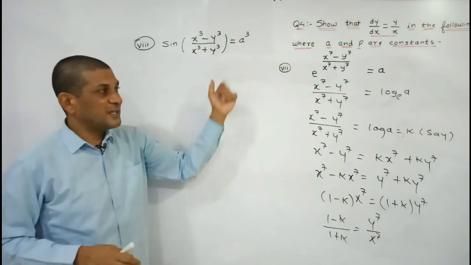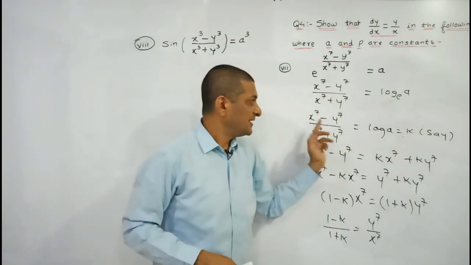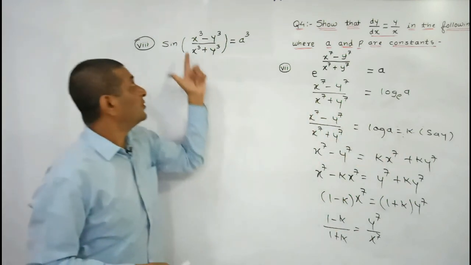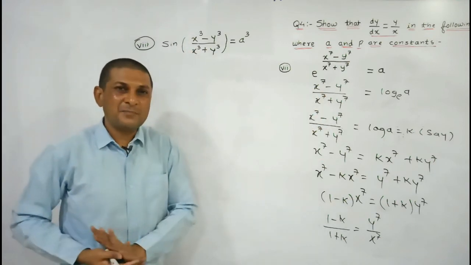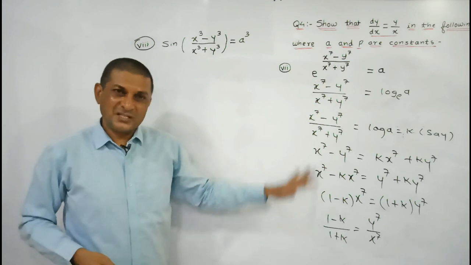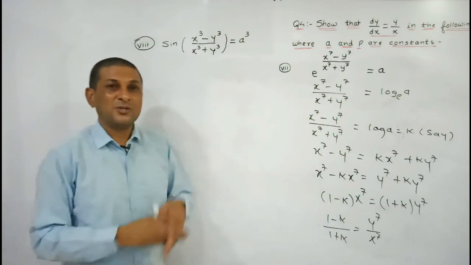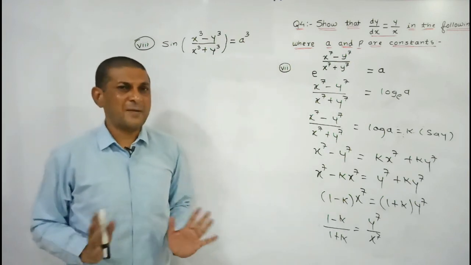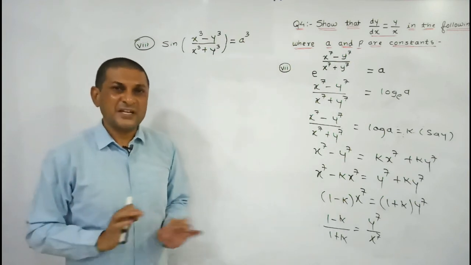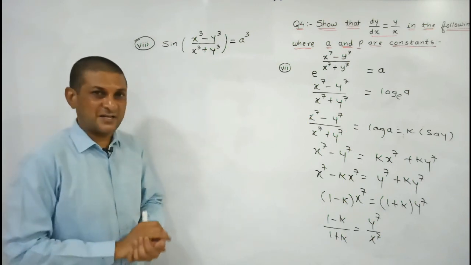So if we denote sin inverse of a cube by k, our example comes in this form, isn't it? Just instead of 7, here it will be 3. And apply the method which we applied in the last 2-3 examples. You are able to show that the value of dy by dx will be equal to y by x. Since the example is very similar to the last 3-4 examples, I will leave this example as practice for you.